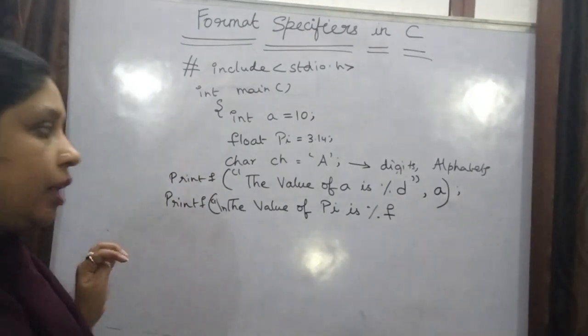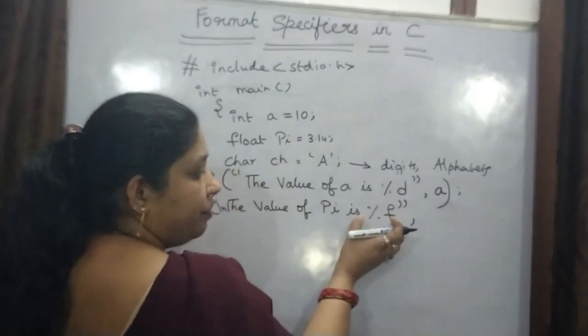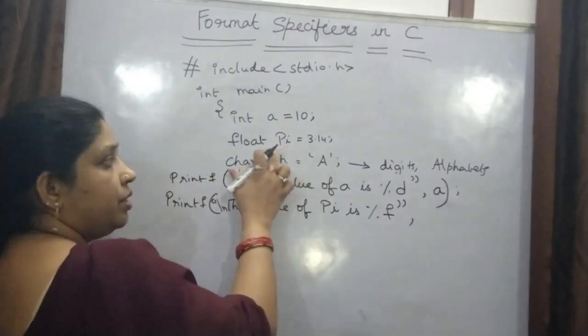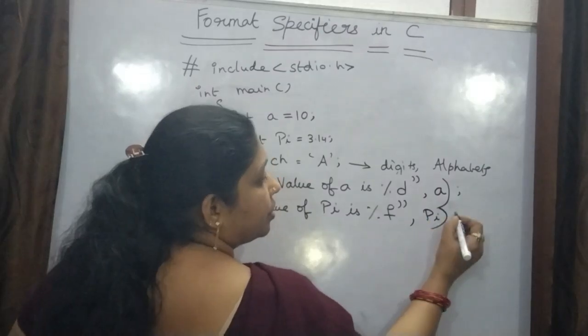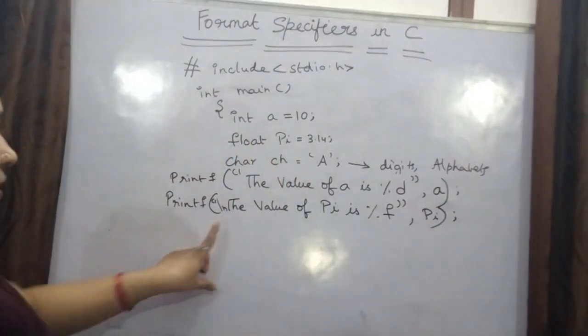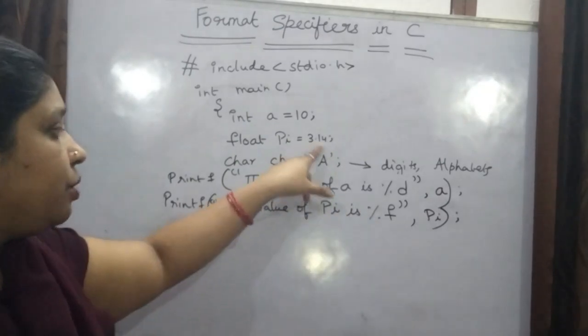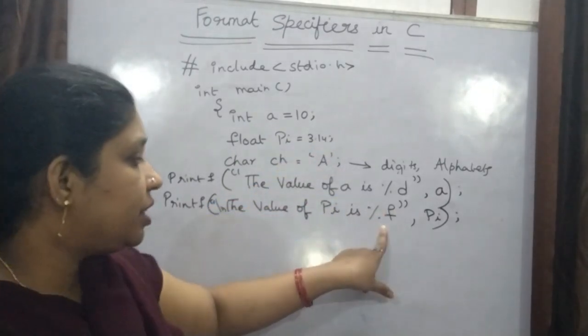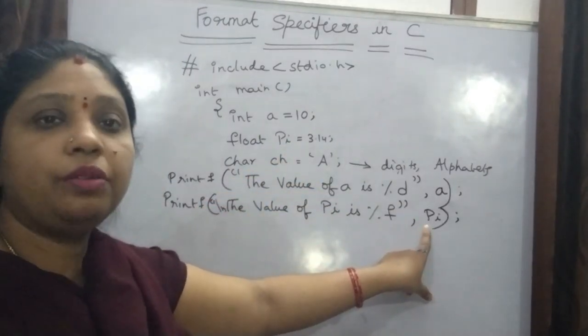Are you getting it? Now close it, comma. Where is this value stored? This value is stored in this pi. Close it. Understood? The value of pi is %f. This value will be printed here. From where will you get this value? From this variable. So this variable you have to write down here.